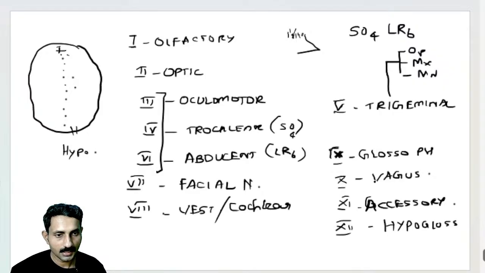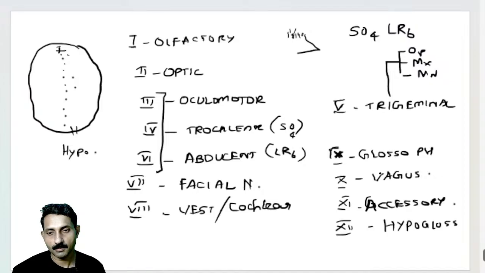The 10th is called vagus nerve. This is the only cranial nerve that will come all the way down to the GI tract. It's called the wanderer's nerve. Why? Most of the cranial nerves are related to the head and neck only. They will not come below the neck. But the vagus nerve will go inside the thorax. It will supply the heart. It will supply the lungs.